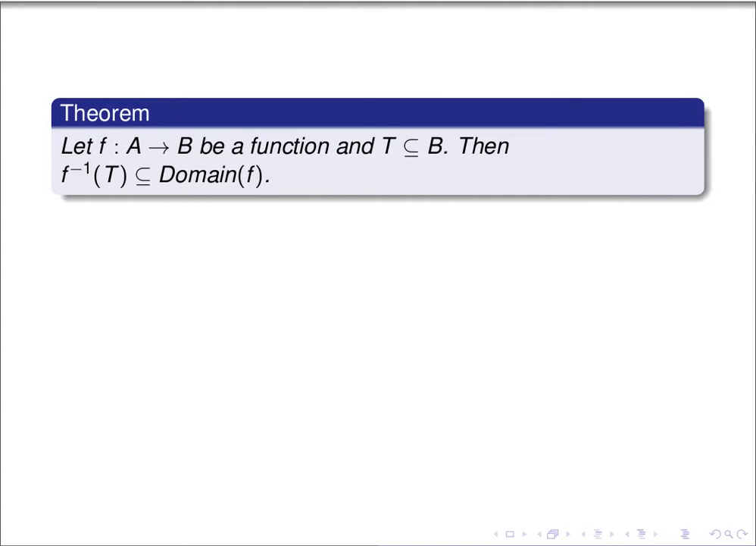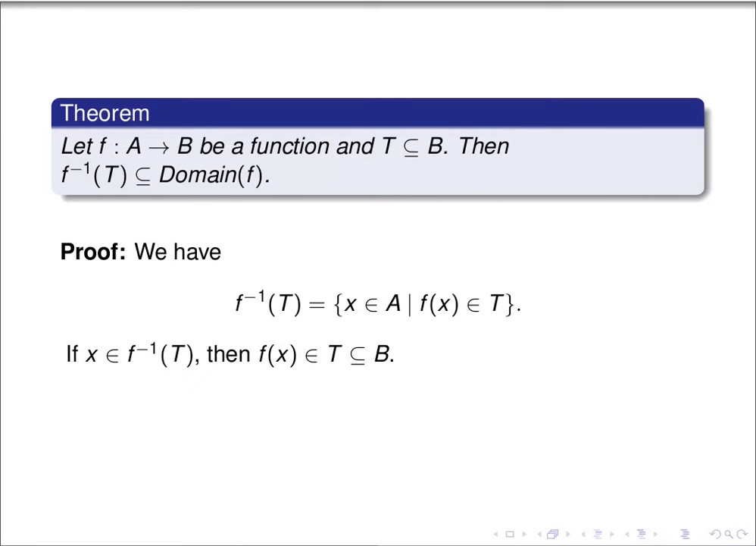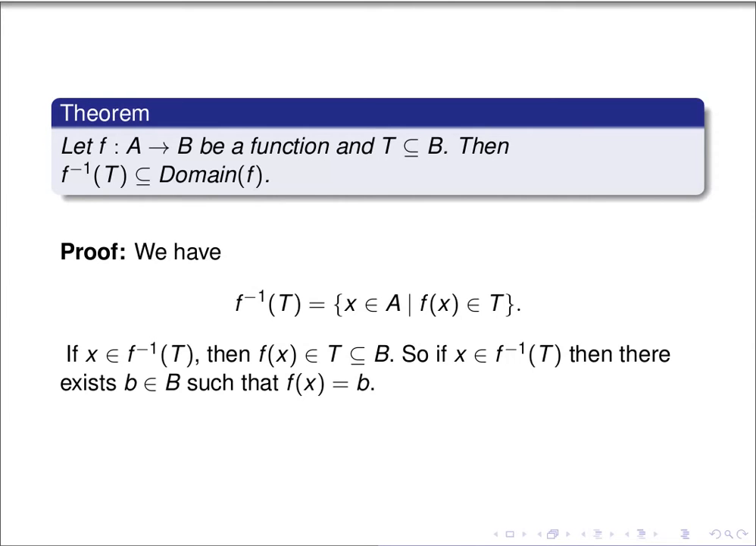Another theorem: if f from A to B is a function and T is a subset of B, then the preimage of T has to be a subset of the domain of f. It's easy to see. So the preimage of T is the set of all x in A so that f of x is in T. If x is some element of the preimage of T, of course that means f of x is in T, and T is a subset of B, so f of x is in B.